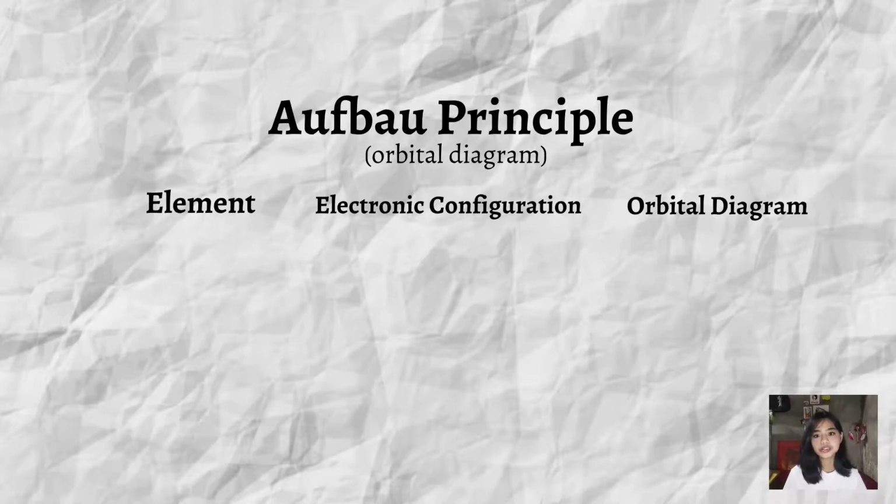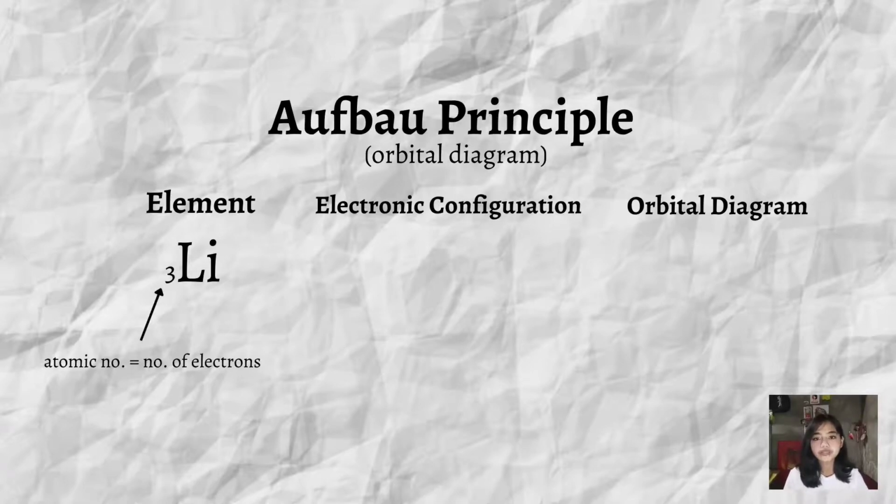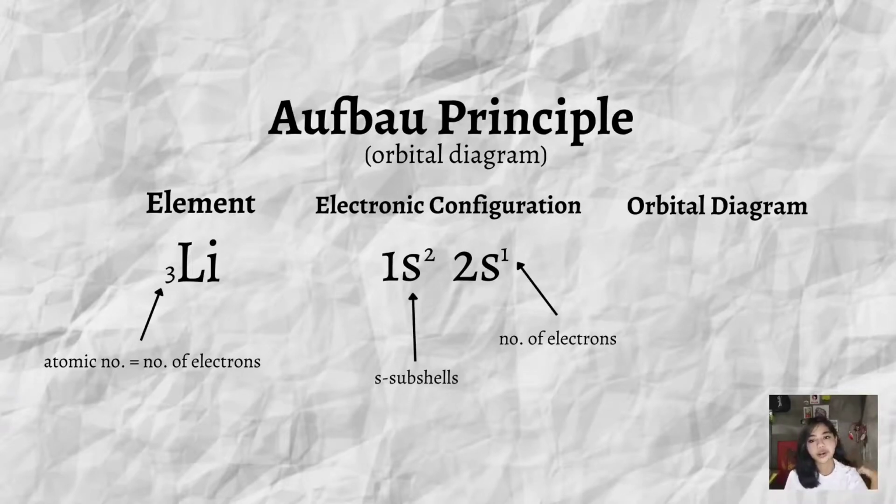Now let us proceed to the first principle, which is the Aufbau principle. In this principle, it is stated that the lower energy level must be filled first before filling the next energy level. So let us use lithium for our first example. Lithium has an atomic number of 3, therefore the number of electrons is also equal to 3. The electronic configuration of lithium is 1s superscript 2 and 2s superscript 1.